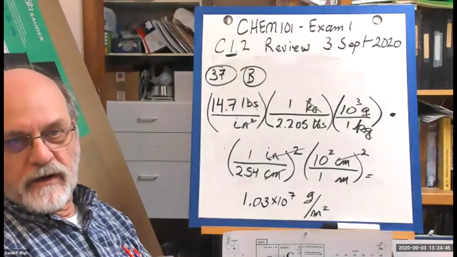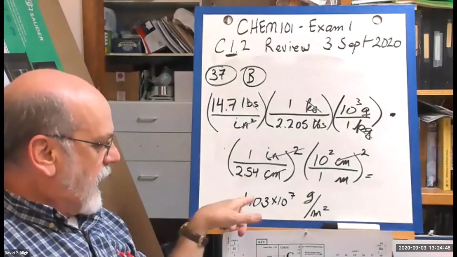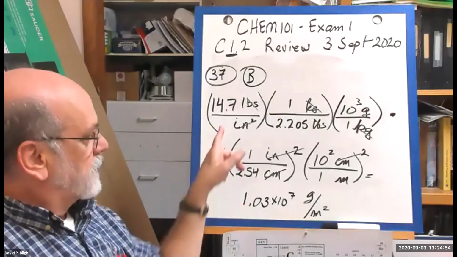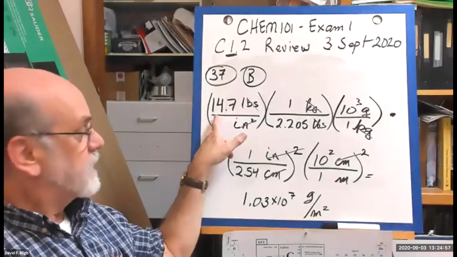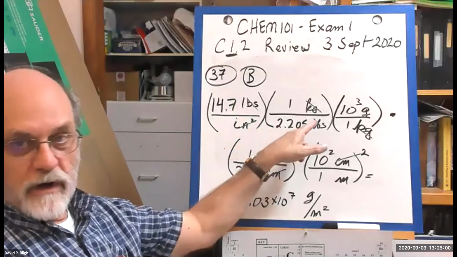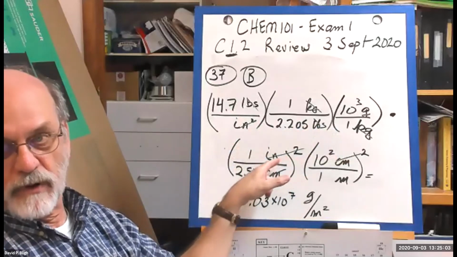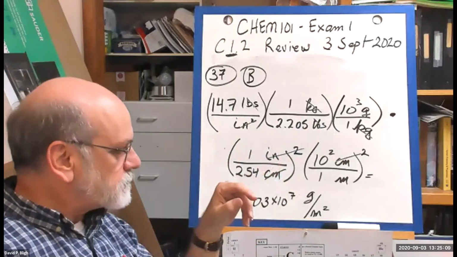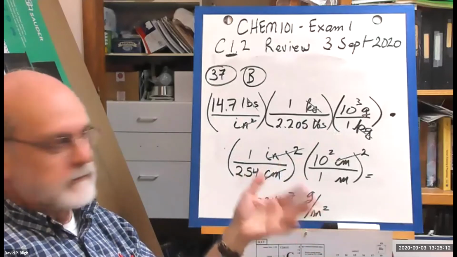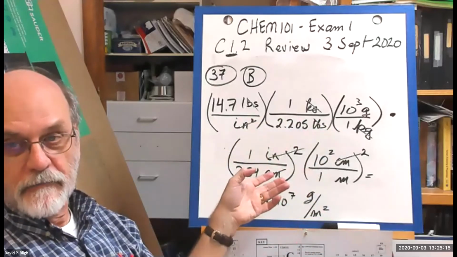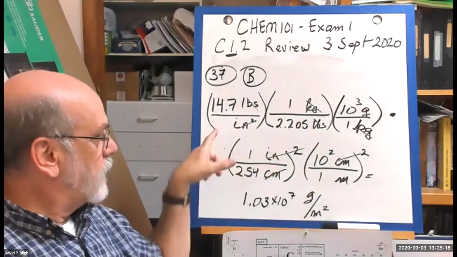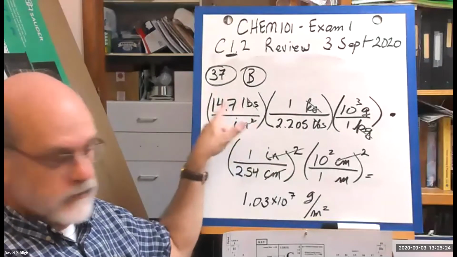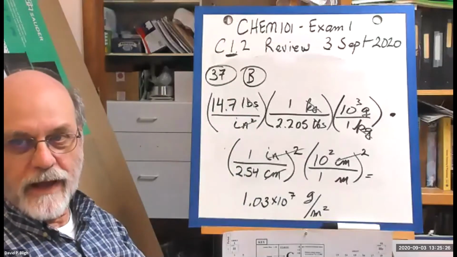Now I want to make another point here while we're on the subject. How did I know that that was only 3 significant figures? Because the original number is 3 significant figures, and every one of these conversion factors is an exact number. All conversion factors are exact numbers. So you don't have to worry about how many significant figures are in your conversion factors. If you do a chain conversion like this, the only one you need to focus on is the first one. That's the limiting one. 3 significant figures.